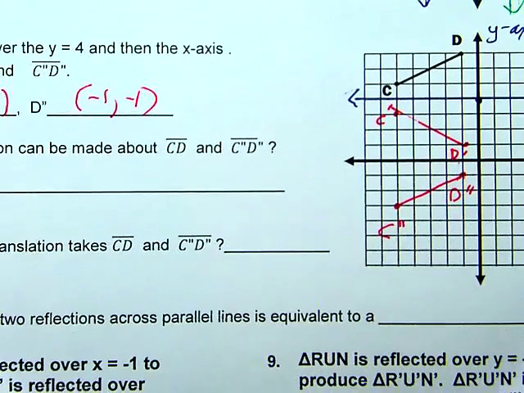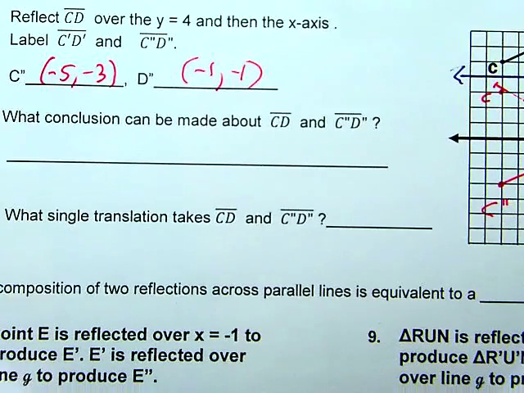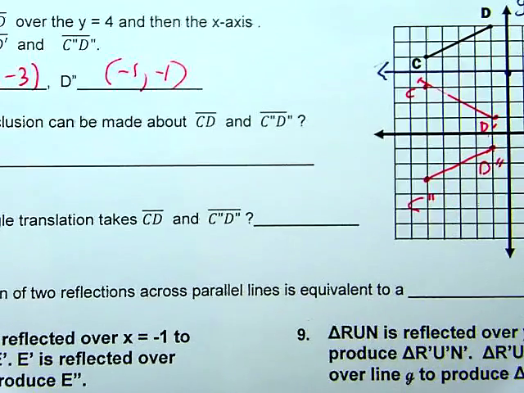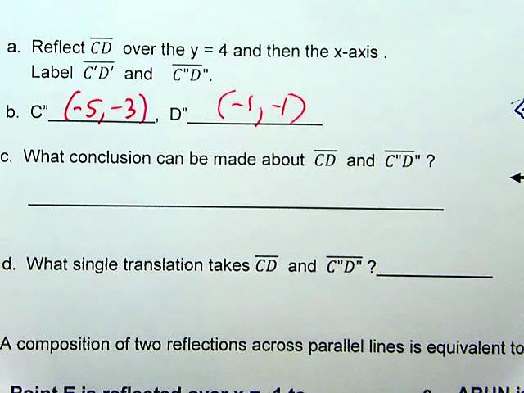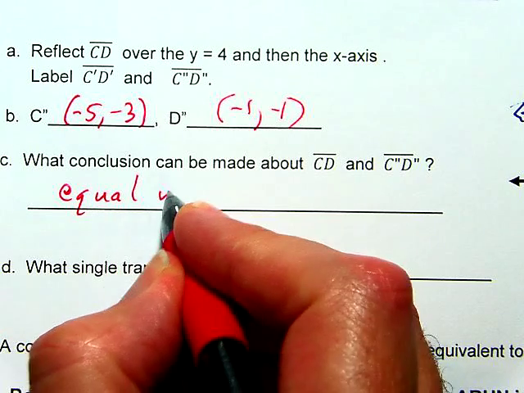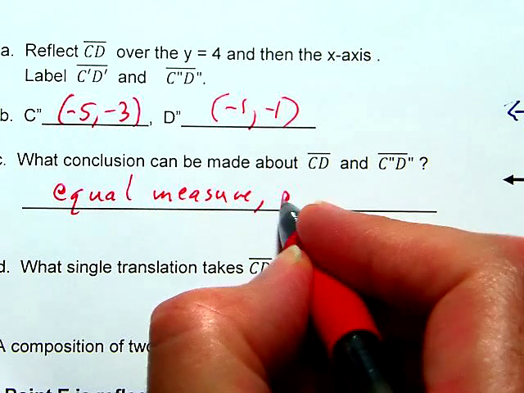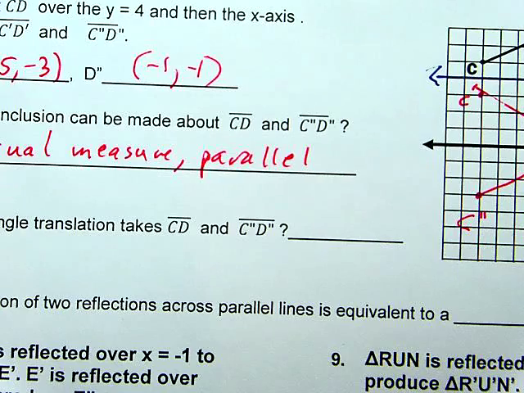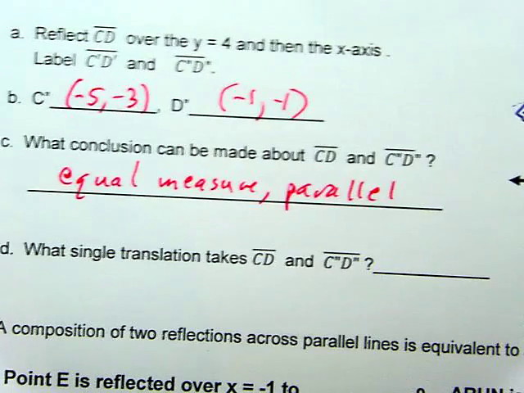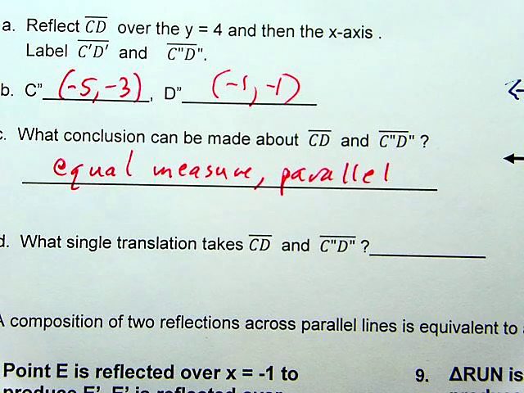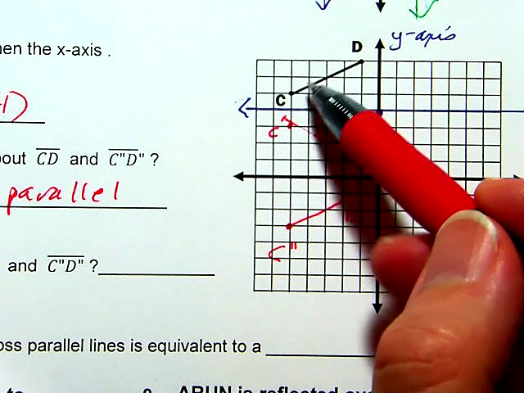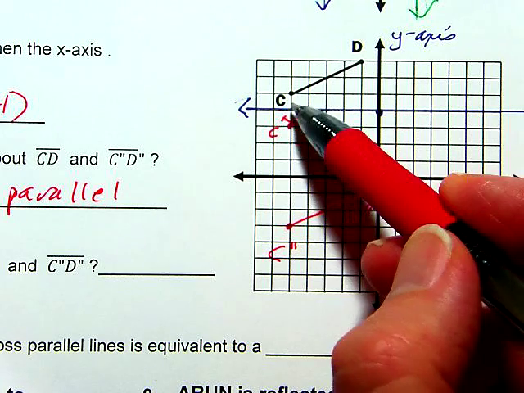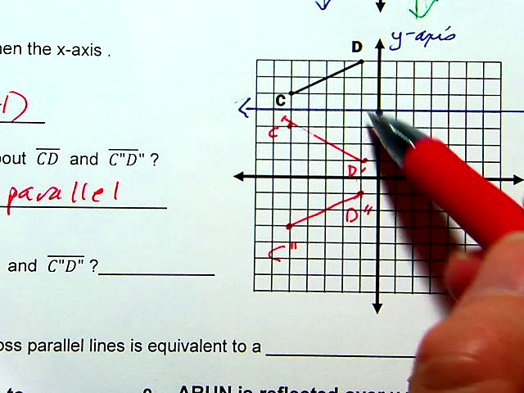Okay, good. What conclusion can be made about CD and C double prime D double prime? I think we could say the same thing that we said for the last problem. In other words, we have equal measures, and they're both parallel. So let's write that down. And what single translation would take CD into C double prime D double prime? Well, this has got to be a purely vertical translation, right? There's no movement to the right or to the left. C is directly above C double prime, and D is directly above D double prime.